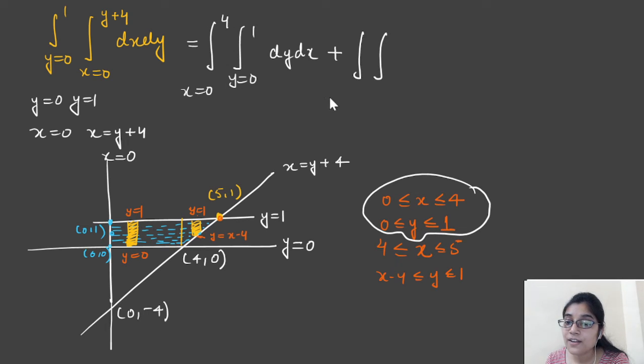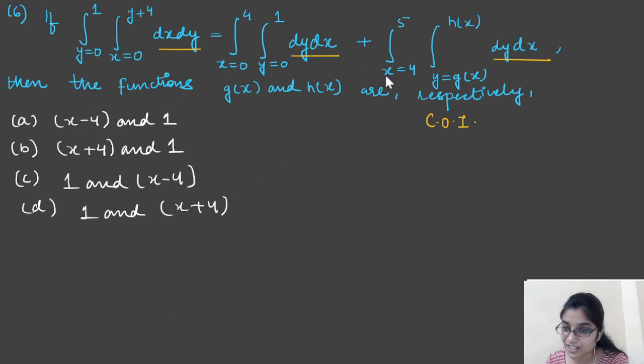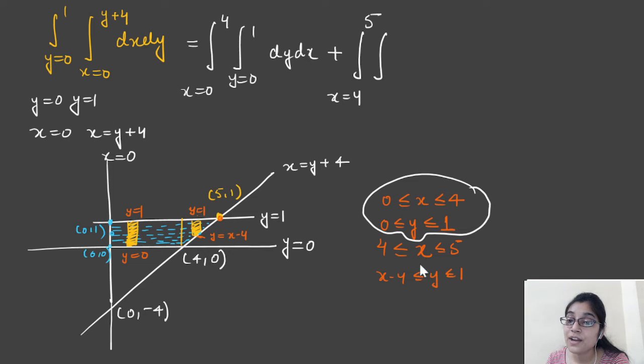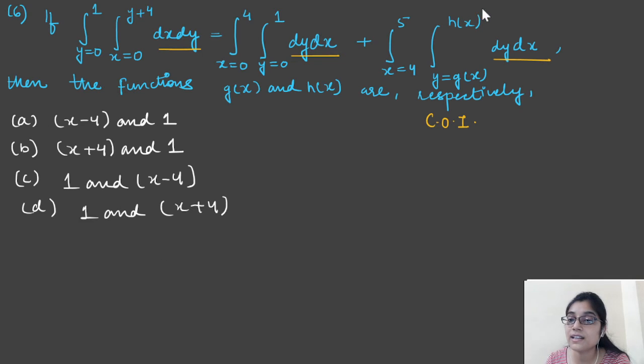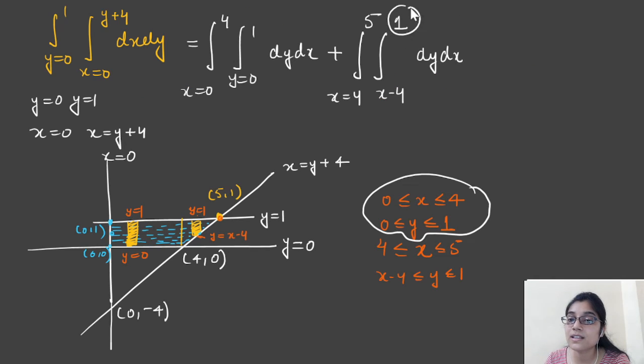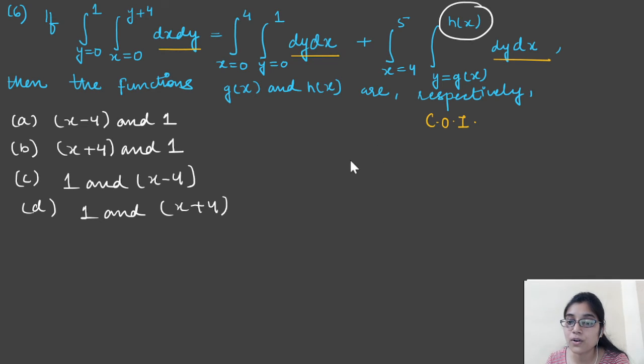And next part, when x is from 4 to 5, as they have mentioned, we are also getting the same. What is the value of y? Y is going from x minus 4 to 1, dy dx. And in the question they have said that this is hx and this is gx. So g of x is x minus 4 and h of x is 1.